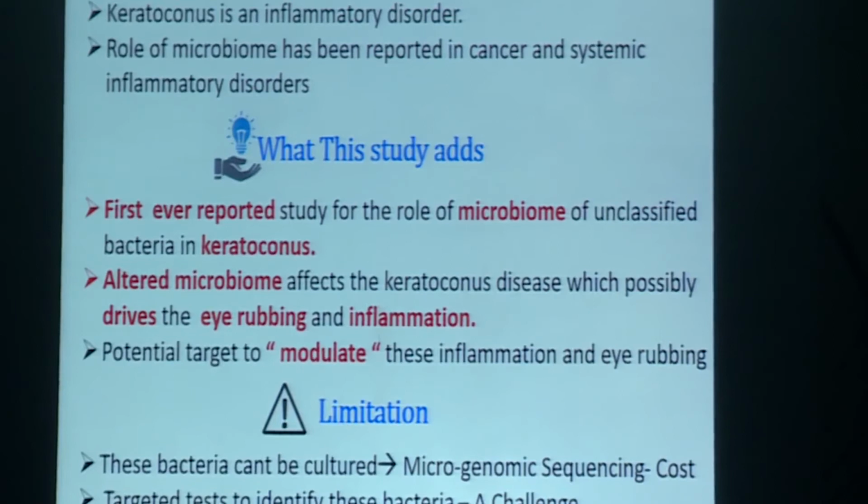Thus, this is the first ever reported study for the role of microbiome of unclassified bacteria in keratoconus. Altered microbiome affects the keratoconus disease, which possibly drives the eye rubbing and inflammation on the surface, and we need to modulate this inflammation and eye rubbing by blocking the bacteria.